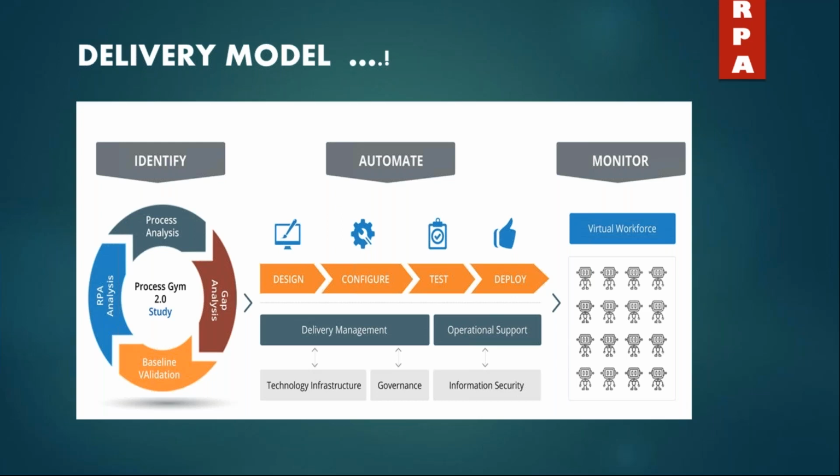So the automation phase means design, that means development, configuration, testing, deployment; all these kind of activities come under the automation phase. In the monitor phase, it's a support activity. Support activity means they are monitoring whether the bot is running properly or not. The support guys need to check whether the bot is working fine, that means the process is running successfully, completed the cases or not. So that is completely support activity. Okay, yes. So these are about the delivery model.